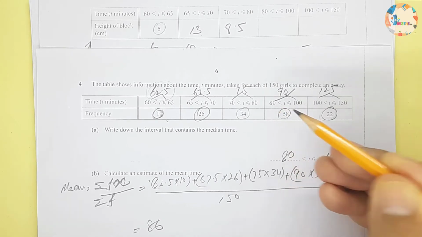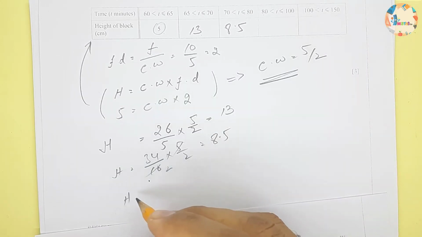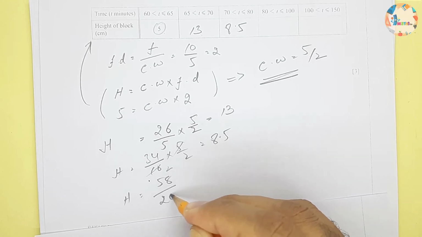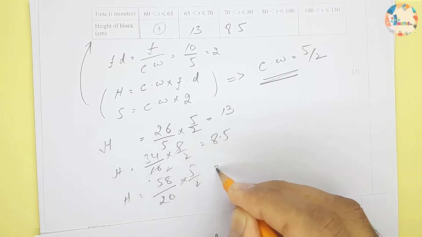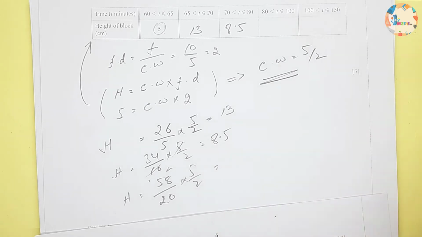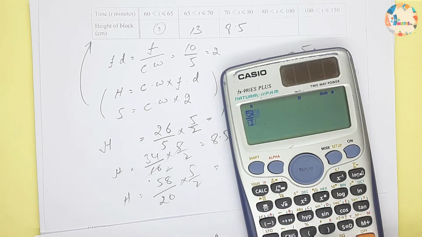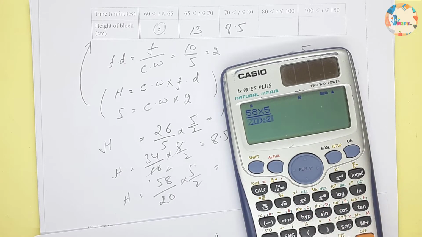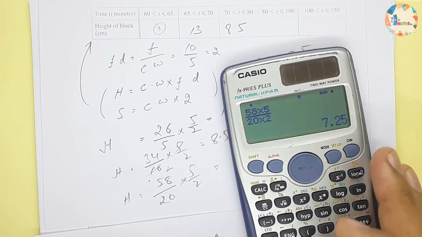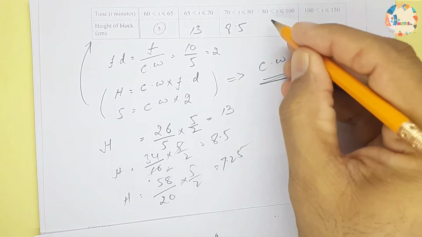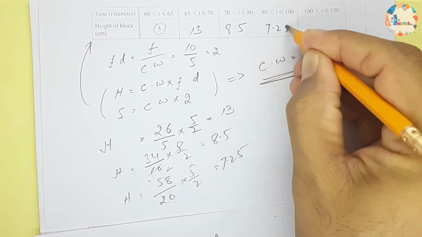58 divided by the class width, which is 20. So next height will be 58 divided by 20 and multiply by 5 by 2, and again we can simplify this one. So 58 multiplied by 5 divided by 20 into 2, and this will give us 7.25. So 7.25 will be over here.